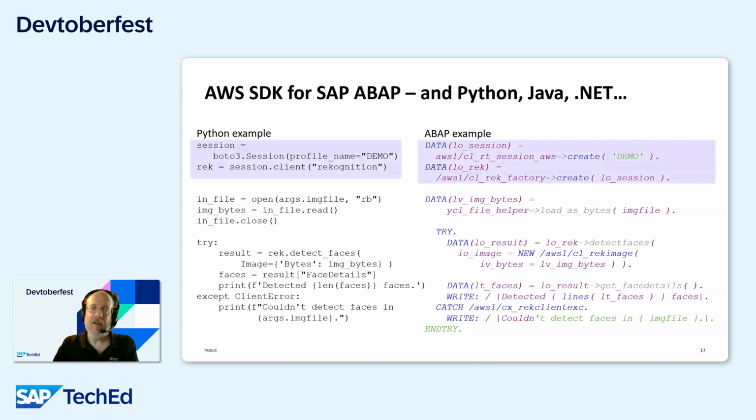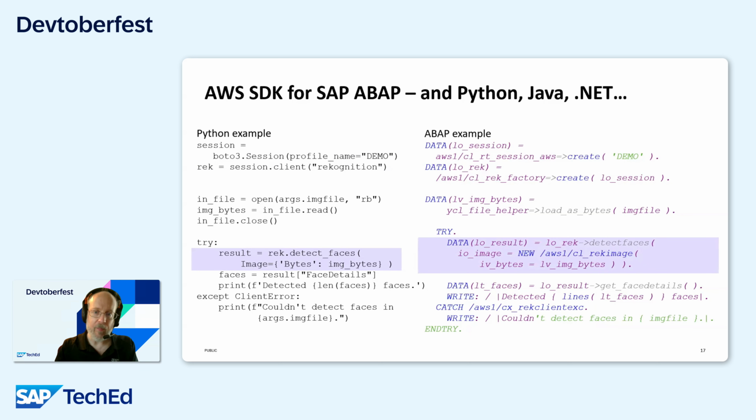So very easy. The first part of any program is going to be creating that session object and then creating a client object, in this case for the Rekognition service in ABAP. So that's our image recognition service. And then consuming the service is just calling a method. That's true in Python or in Java or in JavaScript or in ABAP.